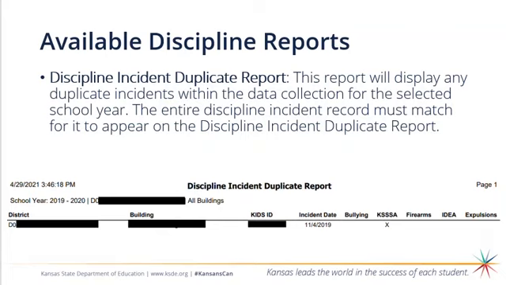Another available discipline report is the Discipline Incident Duplicate Report. This report will display any duplicate incidents within the data collection for the selected school year. The entire discipline incident record must match for it to appear on the Discipline Incident Duplicate Report.